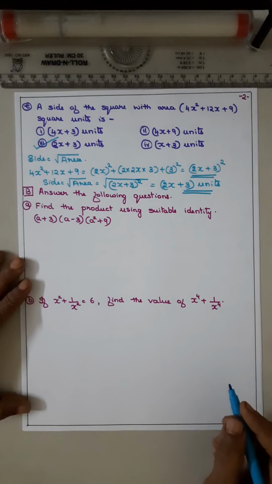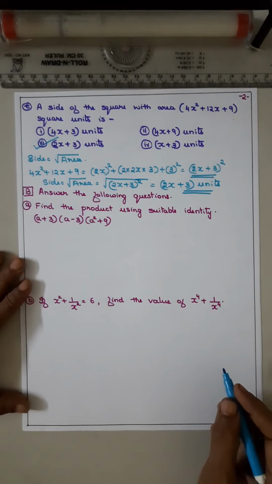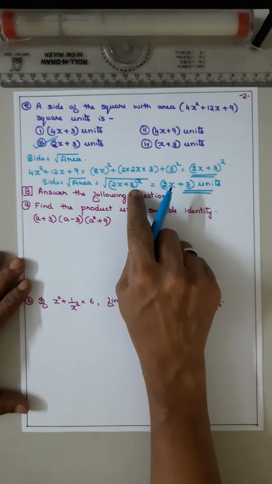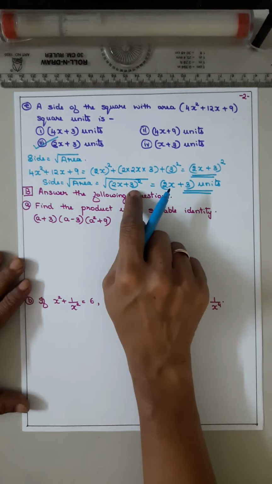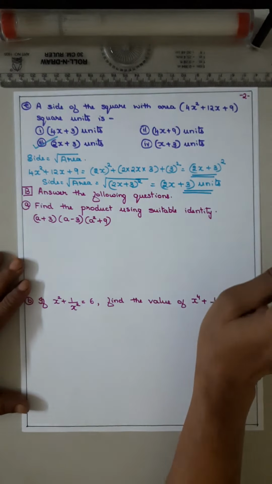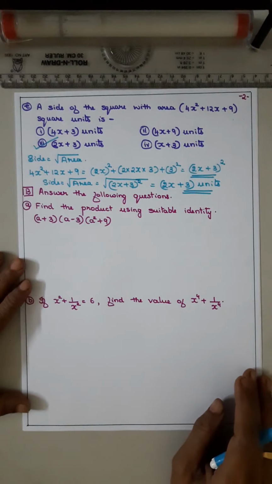So side is equal to square root of area. Whatever expression is given, find out its factors, take the square root of that square. So remove that square root and square. That is the answer. Okay.